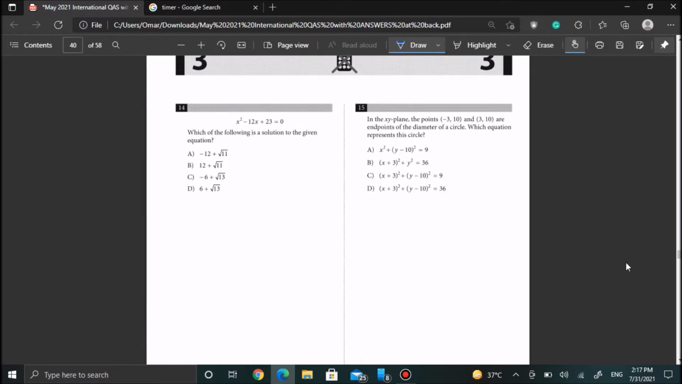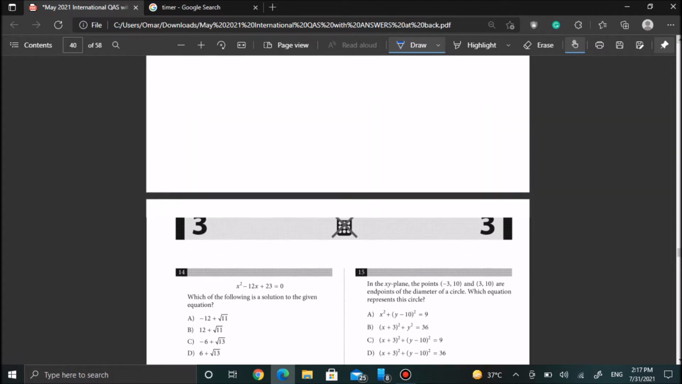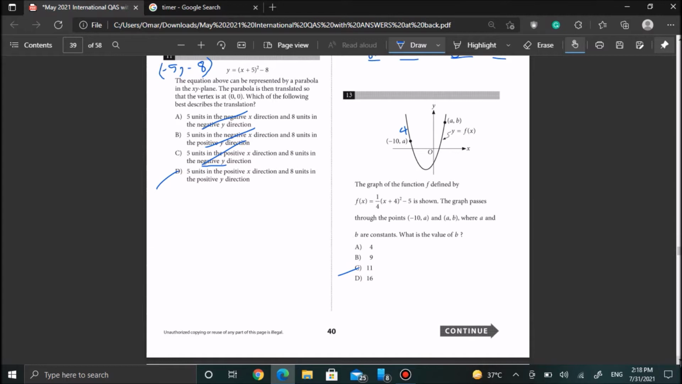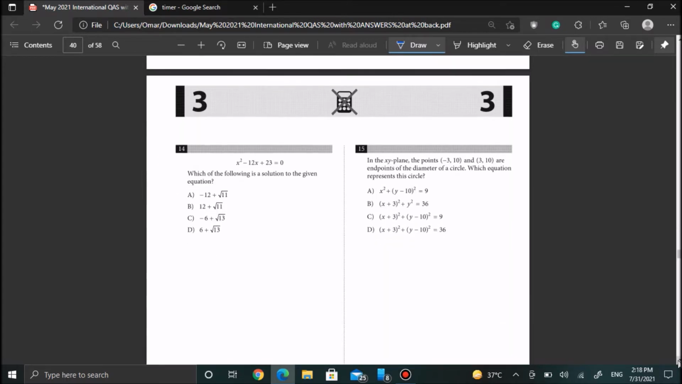Okay, question number 14, I've already solved 13, right? Yes. Let's go to question number 14. We gotta be very fast because we're starting to get slow. Which of the following is the solution to the given equation? In the xy plane, the points are endpoints of the diameter of the circle. Okay, so question 15 is easier. I'll solve this first. I'll snatch this question.